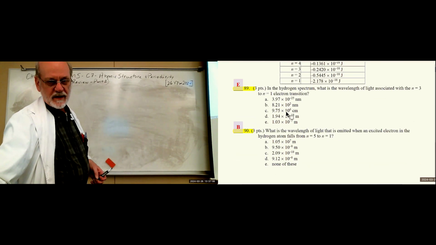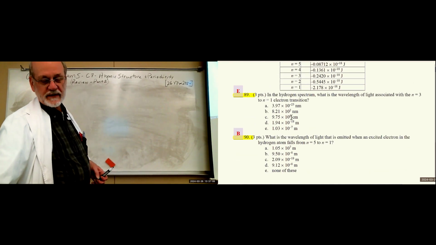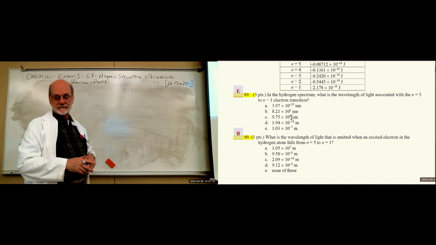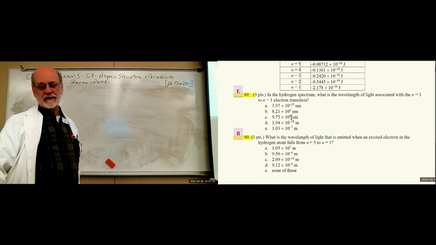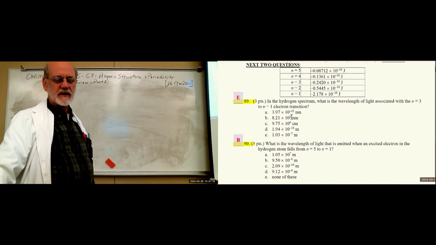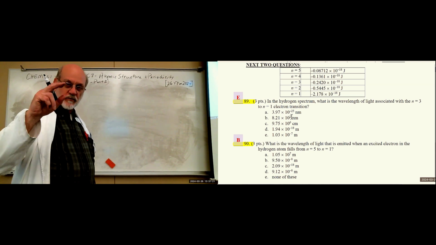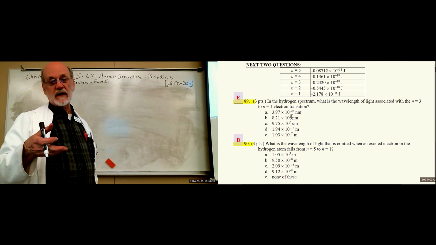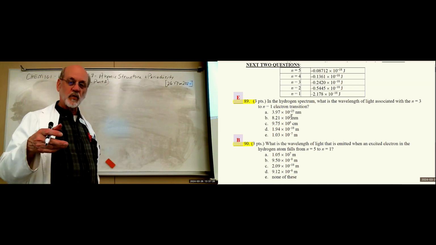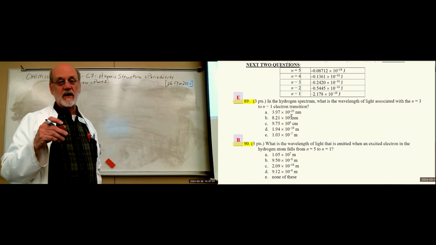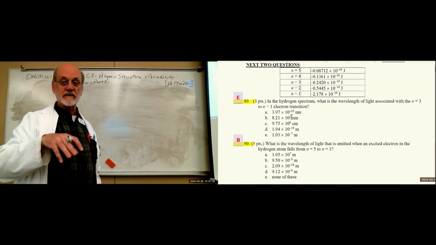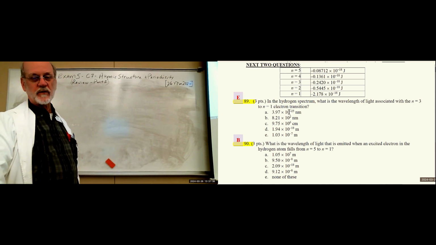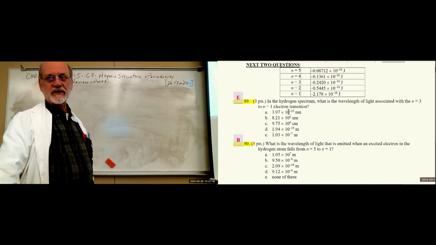All right. And we move down to what's the wavelength of light that is emitted when an excited electron in the hydrogen atom falls from a 5 to a 1. All right, so it's going to be the same thing. The same process. If the electron goes from 5 to 1, what's the energy change, right? You just subtract the energy from 5 from 1. If it's a negative, you just take the negative sign off and use that as your energy in the calculation. All right, and you should come out with B, 9.5 times 10 to the minus 8 meters. I'm trying to save time here.